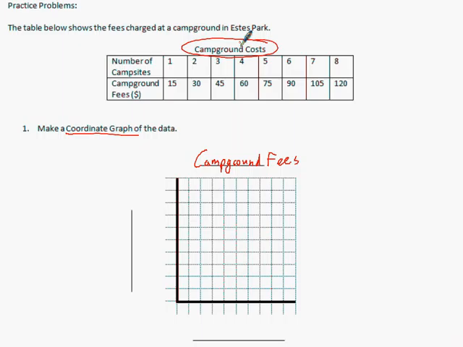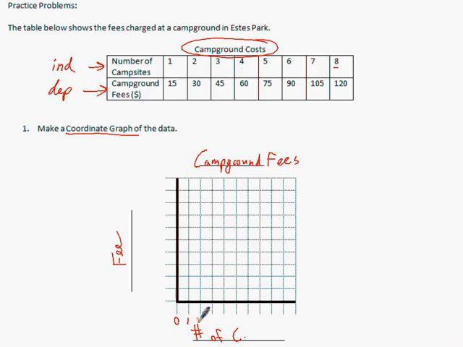Independent variable, dependent variable. We need to figure out which is which. Does the number of campsites change the fee, or does the fee change the number of campsites? Well, in this case, the more campsites you need, the more you spend. So number of campsites is the independent, campground fees is the dependent. Also, if you've noticed by now, the independent variable is always on the top of the graph. So number of campsites and fee goes on the side.